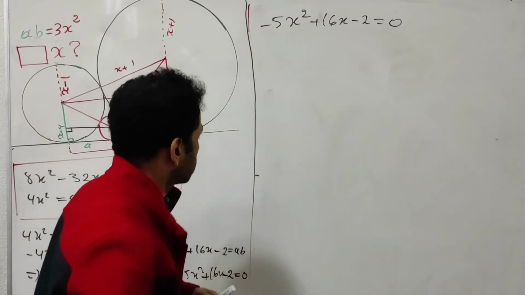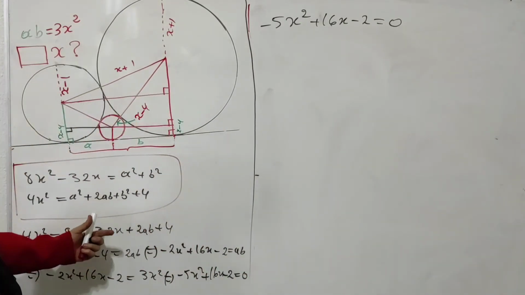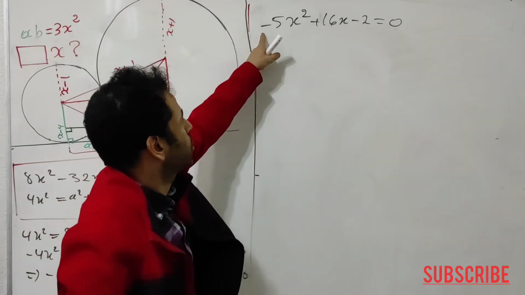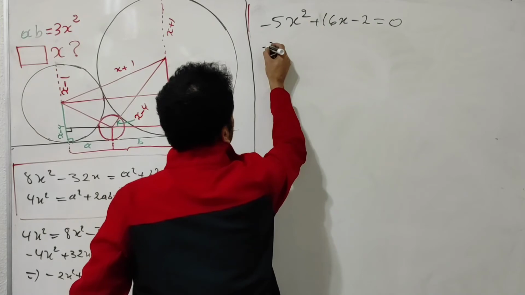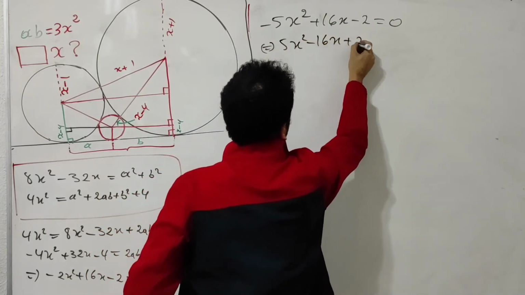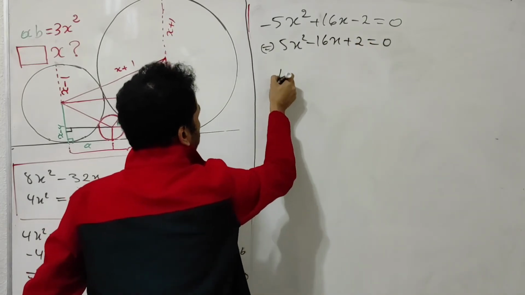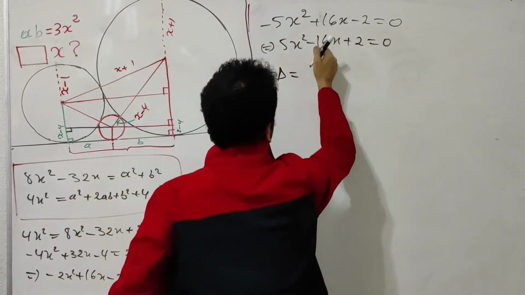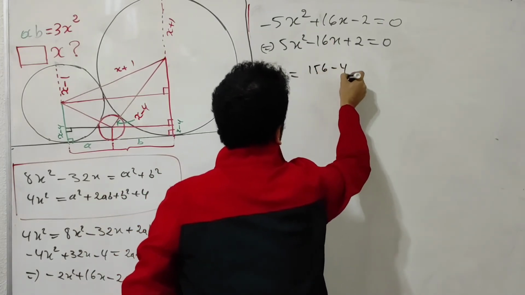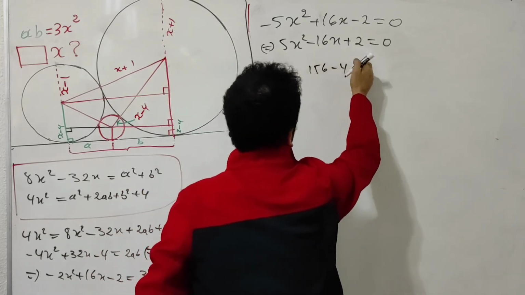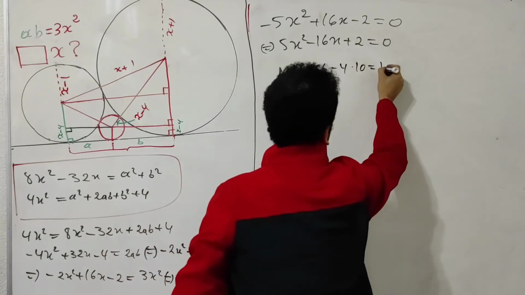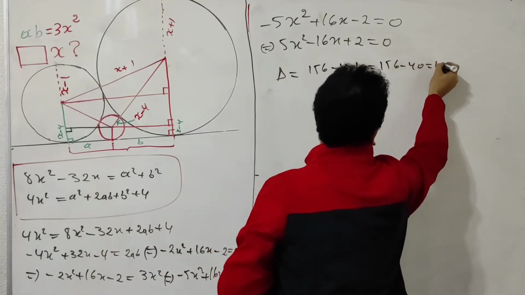Okay, so on the last board I was working on these three equations, and I came up with this quadratic equation. I'm going to multiply all terms by minus sign. 5x squared minus 16x plus 2 equal to 0. Okay, I'm going to calculate delta equal to b squared, which is 16 squared, which is 256, minus 4 times ac. 5 times 2 is 10. It's 10. I will get 256 minus 40, which is 216.